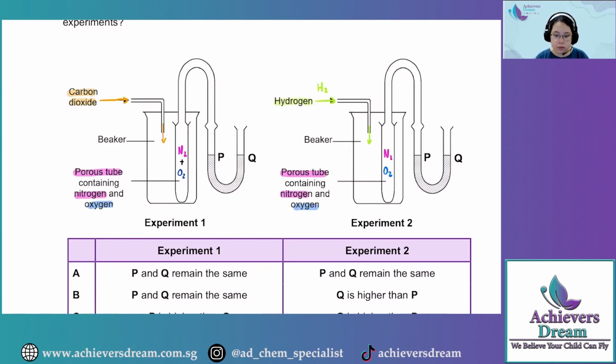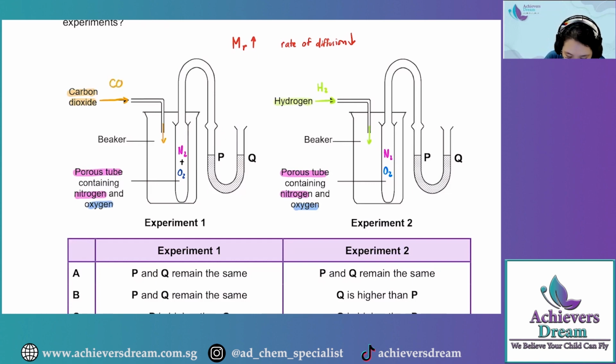All right. So recall that for diffusion of a gas, the higher the Mr of the gas, the slower the rate of diffusion. So that means that if you have two gases and one is heavier than another, the lighter gas will actually diffuse faster than the heavier gas. So why is this important?